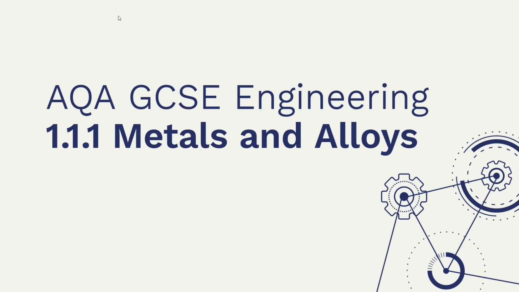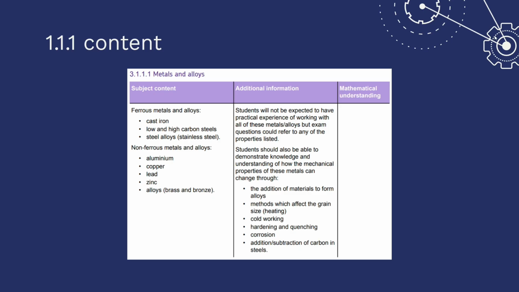Welcome to another episode of GCSE Engineering Revision. Today we'll be going through 1.1.1, which is metals and alloys. Here's a snapshot of the specification, which will, as usual, be linked in the description.